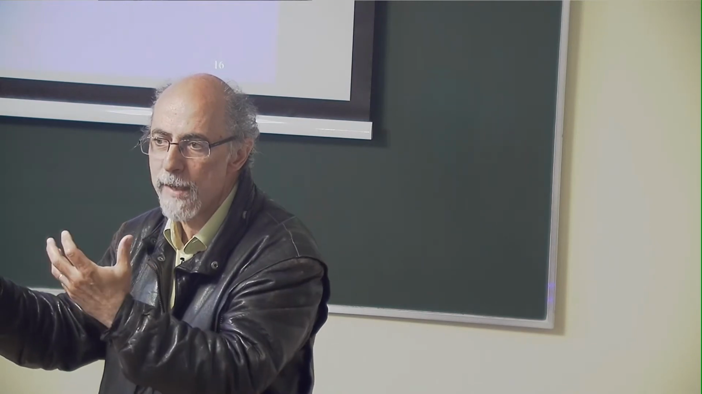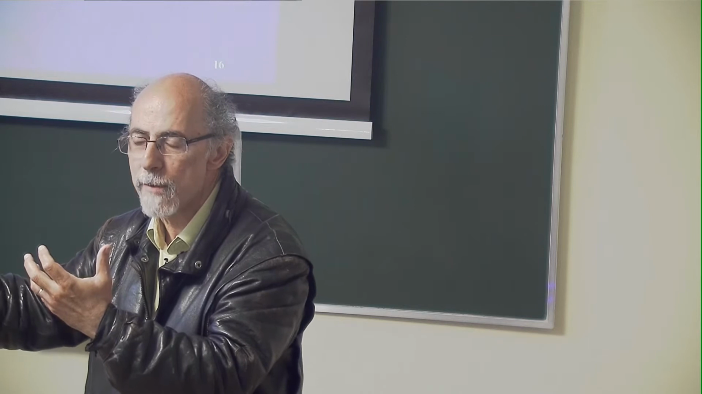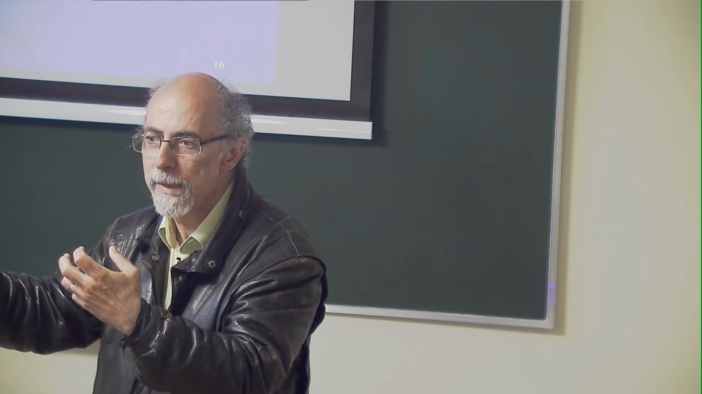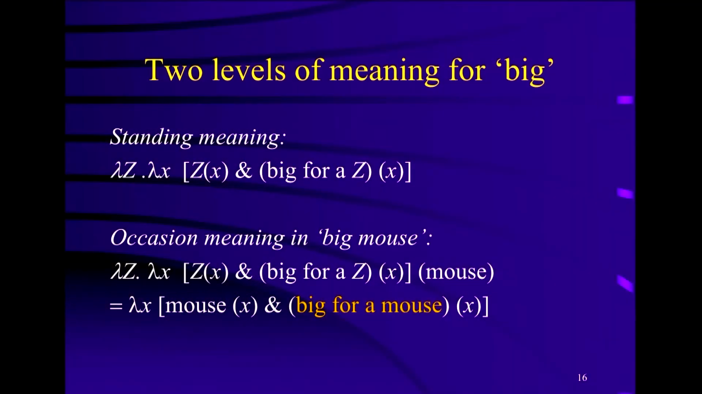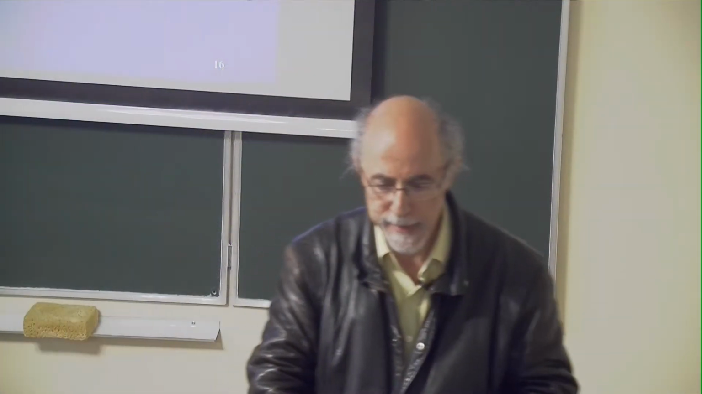So big mouse would mean a mouse that is big for a mouse. Big elephant would mean an elephant that is big for an elephant. The word big contributes something schematic, like big for an x. And mouse or elephant provide the value of x, which gives us the occasion meaning of big in that context. That's more or less the Keenan idea.